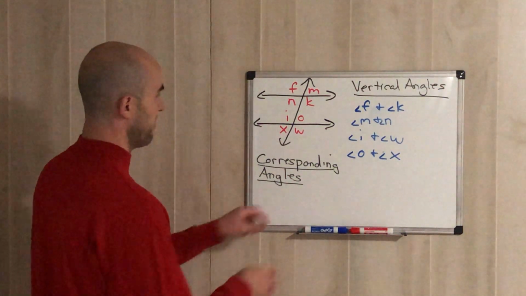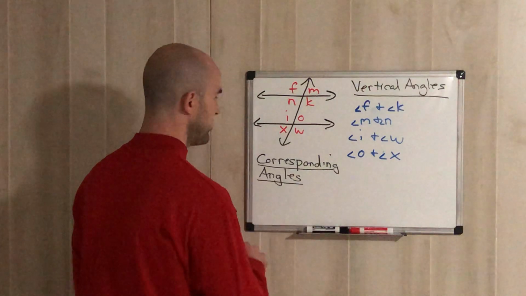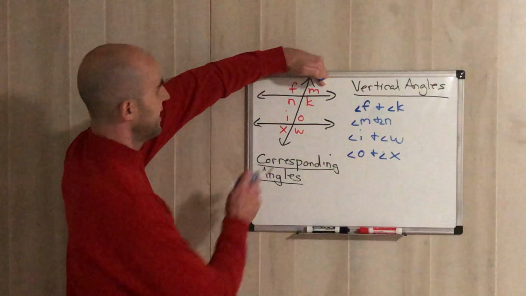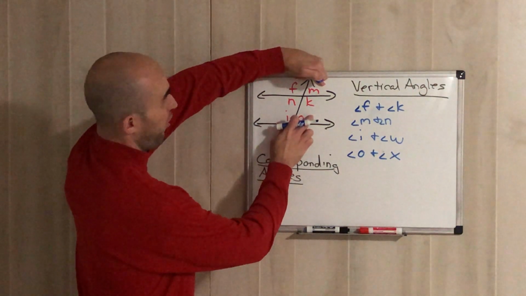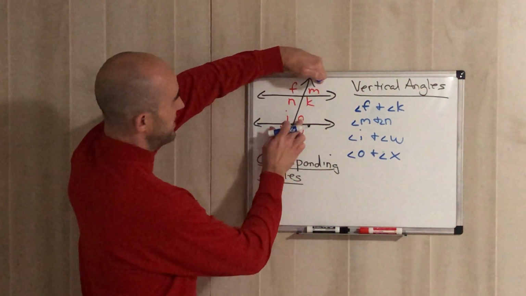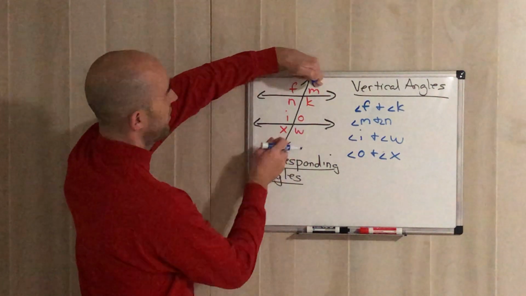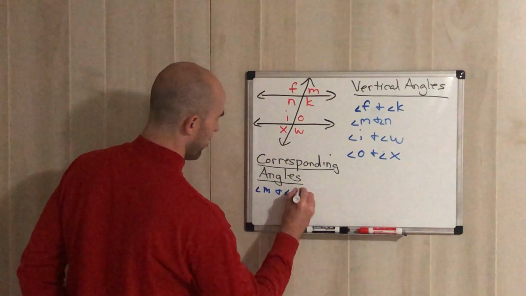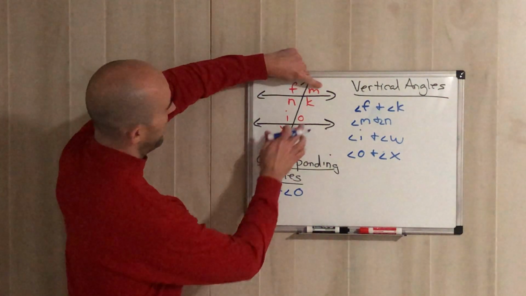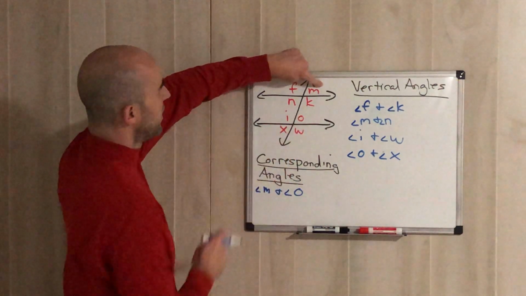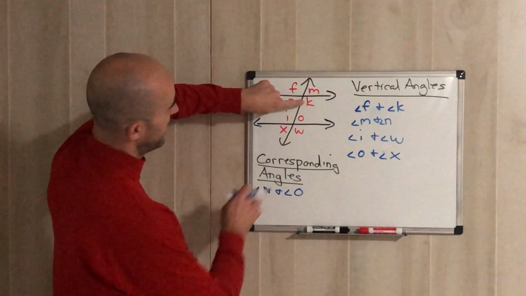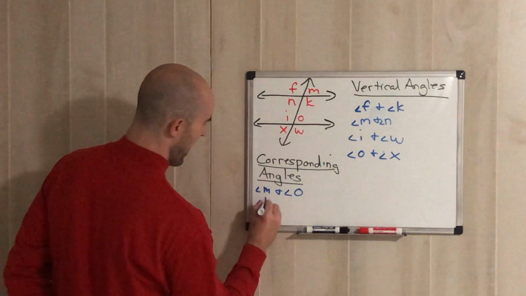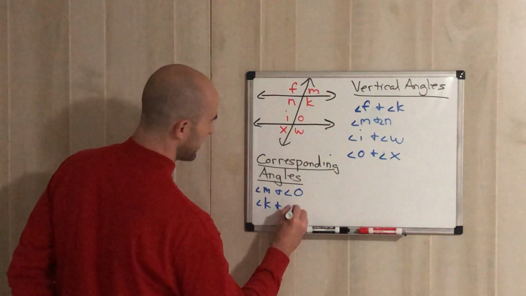and they're always the same angle, either opening up or opening down. So when it comes to corresponding angles, we know that M is corresponding to O, because they're both on the right side. Since M opens up and O opens up, M and O are corresponding, same side, opening up. We know that K is corresponding to W, because again, same side, they open down.